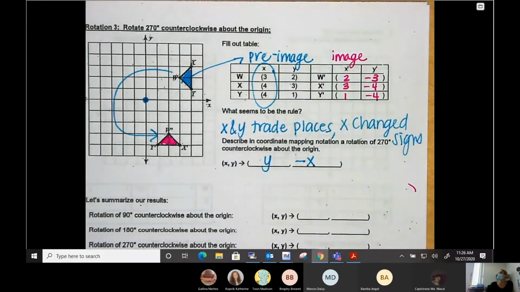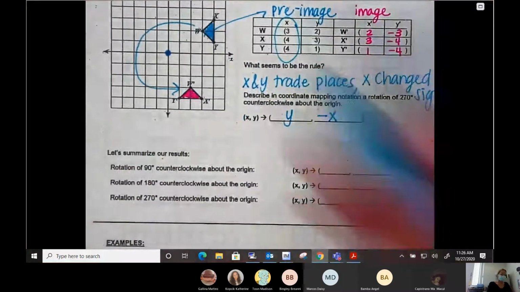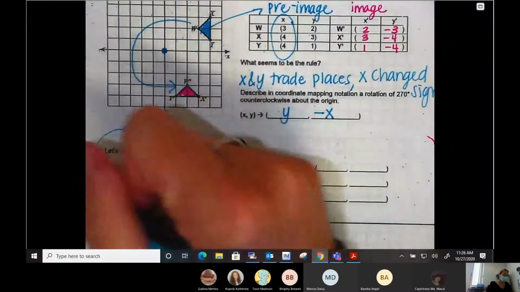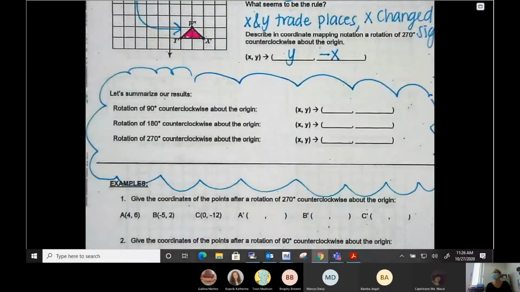All right, so now you have the rules written for all 3 types of rotations that you're going to see. Those are the only types you're going to see. So we're going to take those answers, those rules, we're just going to summarize our results right here. This is the most important part because this is where your rules go. So if there's anything you need to have, it's definitely this one part. So I'm just going to go back through. I'm just going to copy my answers from before.